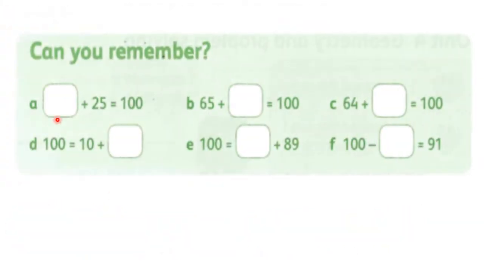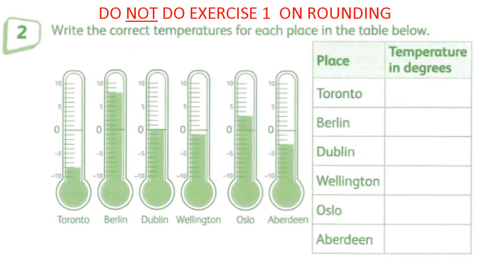Now on your workbook, on page 32, complete the Can You Remember panel. Numbers up to 100. And then exercise 2 on page 32 of your workbook. Not exercise 1 on rounding, which we will do in a future lesson.